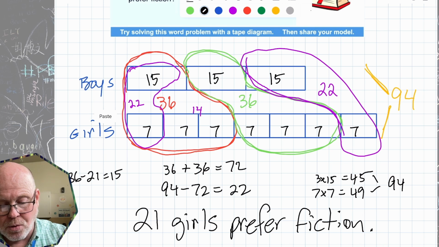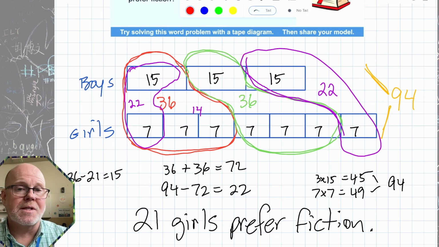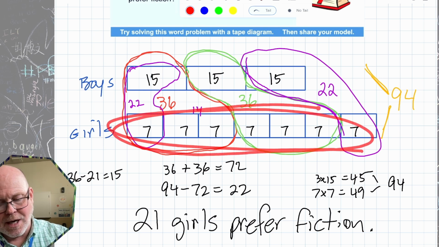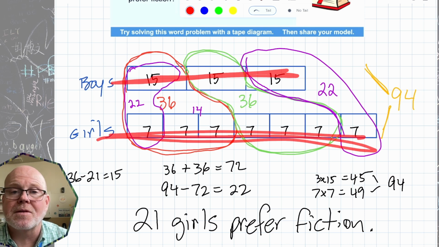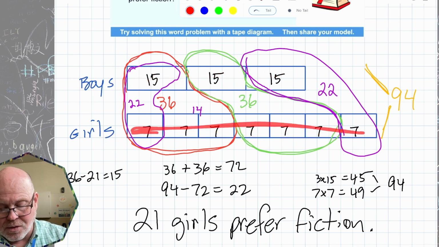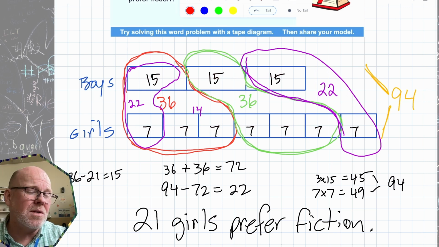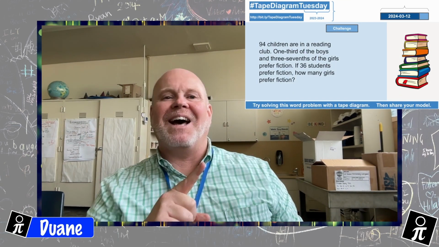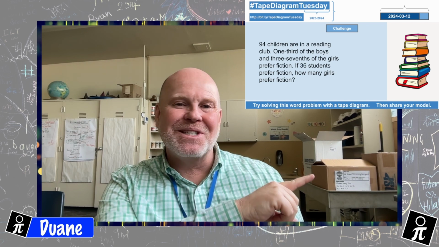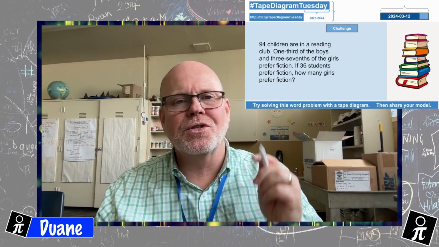There's a whole lot of other kinds of questions we could have answered. We could have said, how many boys are there total? There's 45 boys total. How many girls total? 49. How many more girls than boys are there? We know that there's 49 girls and 45 boys, so there's 4 more girls than boys. There's a lot of questions we could have asked, and that wraps up this Tape Diagram Tuesday challenge for March 12th.